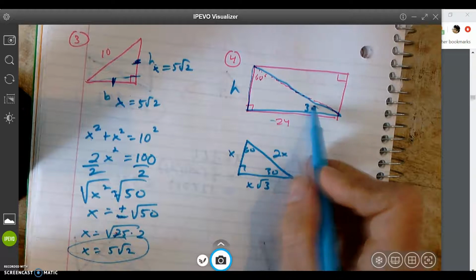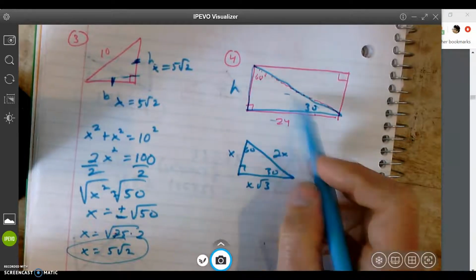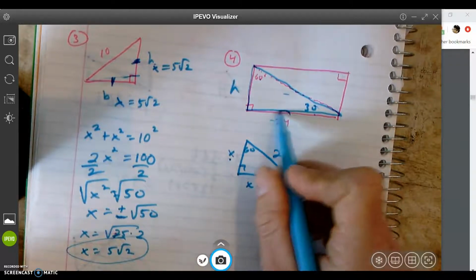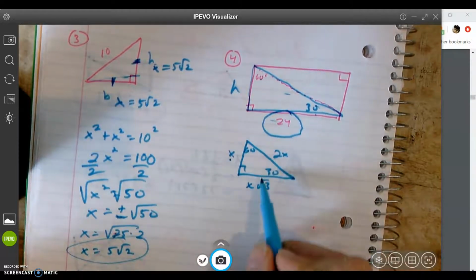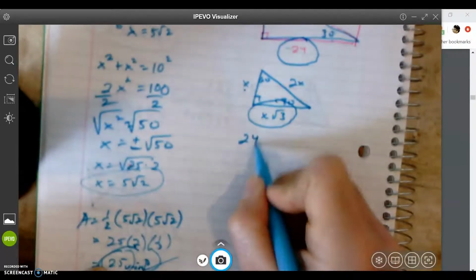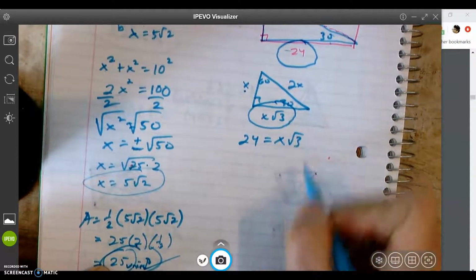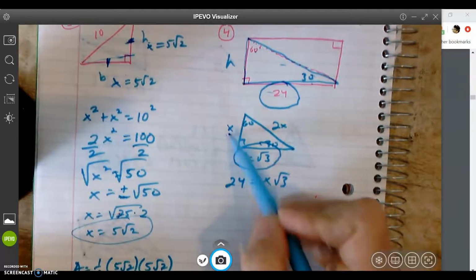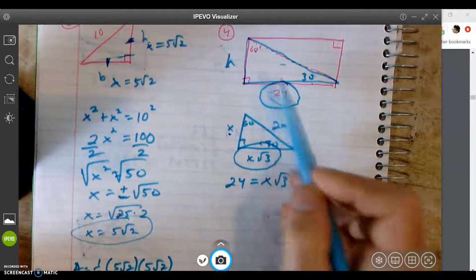So what we need is what's opposite the 30. That's what we need, which in this case is going to be x. And so what we know is this 24 here in this place is x radical 3. Bam. So 24 equals x radical 3. So once I get x, I can plug it in right here, and then I can do my area.